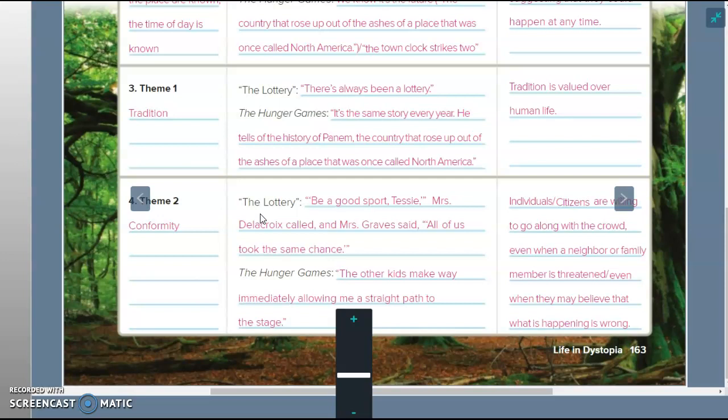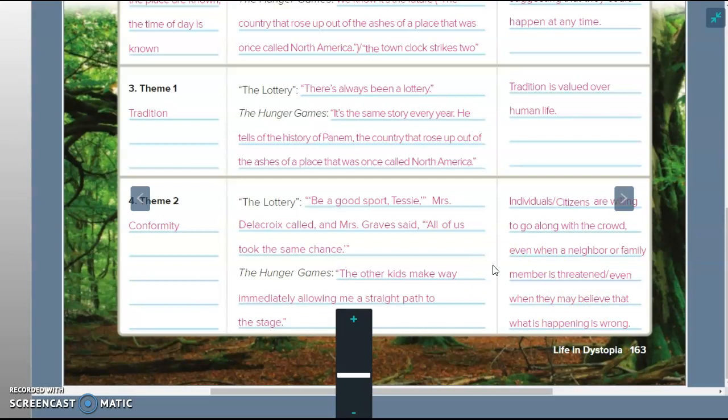Okay, and then we've got The Hunger Games. "The other kids make way immediately, allowing me a straight path to the stage." Okay, so they get out of the way so she can go straight to the stage. Okay, individuals, citizens are willing to go along with the crowd. Okay, that tells us something about it, right? Even when a neighbor or family member is threatened, even when they may believe that what is happening is wrong.